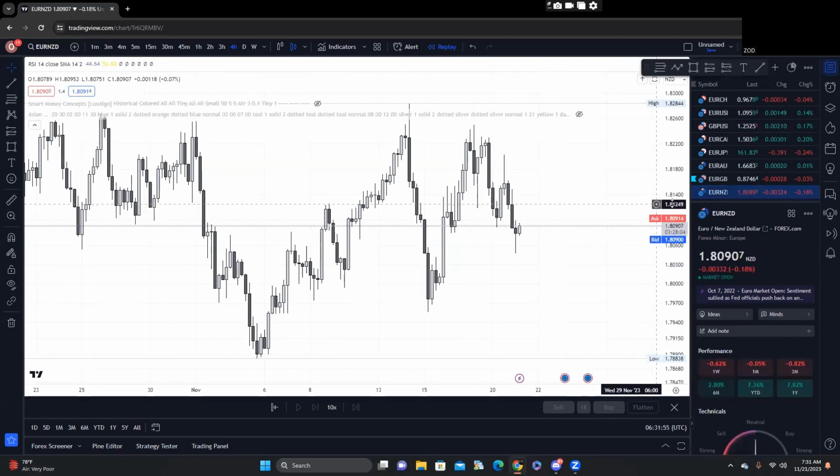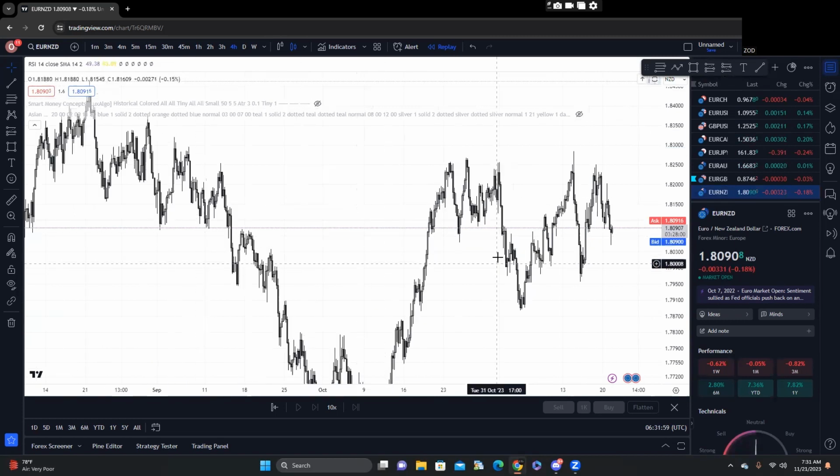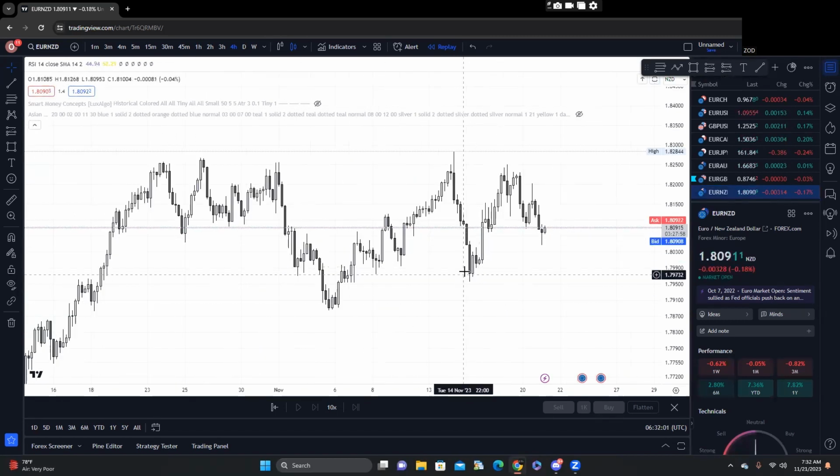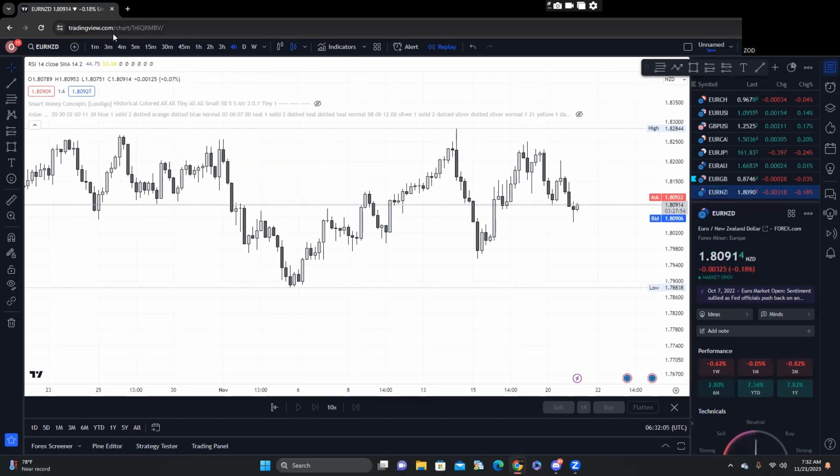So now let's take this chart back a bit to where we took those two trades off. I think we took those trades from this level, and this level. So if we just rewind that a bit, yeah, that'll be fine.